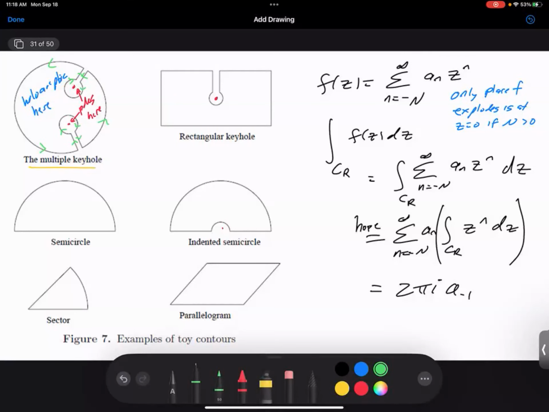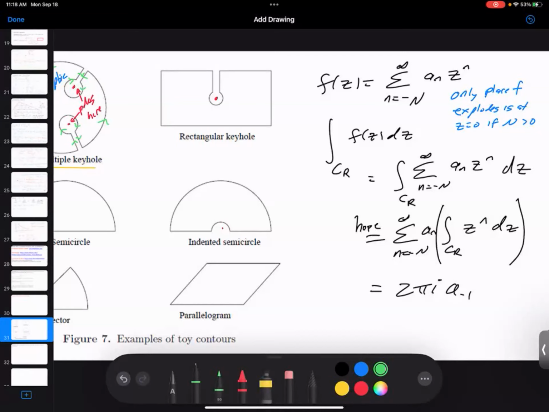As we take the limit as the little distance between the two straight segments going to the circles goes to 0, those two will cancel each other out. It reduces to integrating over the outside being the same as integrating over these different circles. So that's where we're going at the end of the day.